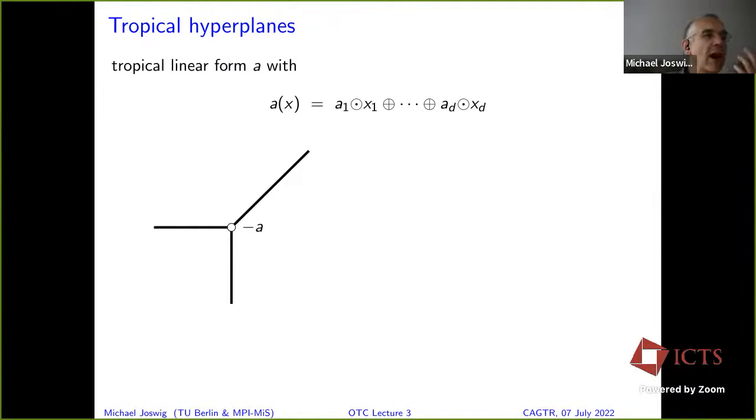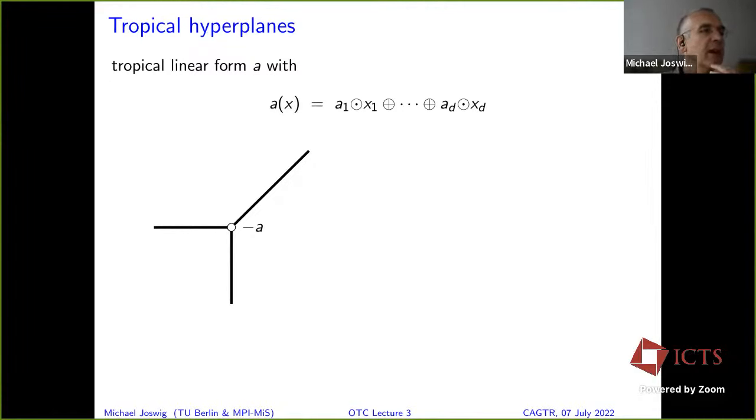Now, if you ask for the set of points x where this expression attains its maximum at least twice, then for d equals 3, so again 3 homogeneous coordinates, you get a planar picture. This picture looks like this. And it's easy to see this because you always have this special point minus a.